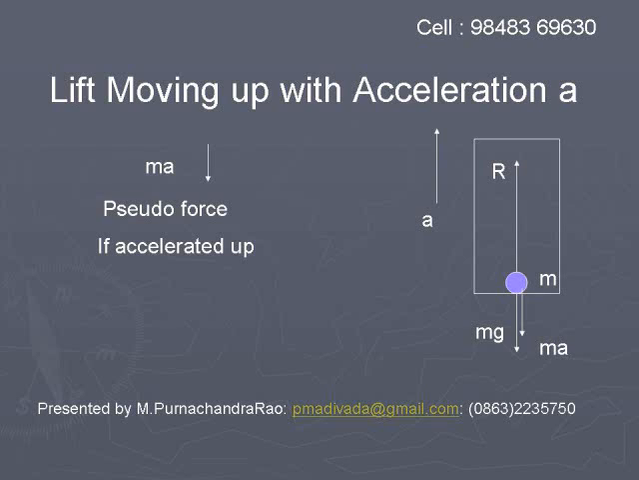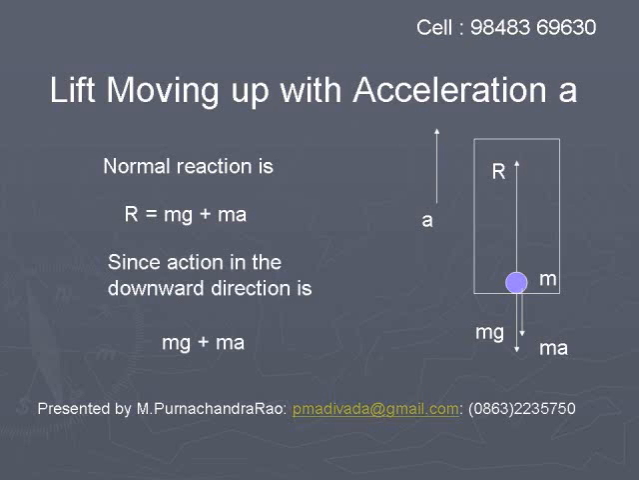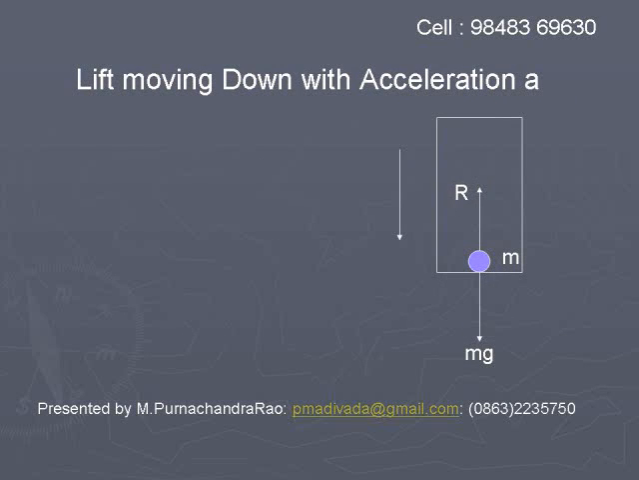So it is written as: if accelerated up, then the force is ma in the downward direction. Then the normal reaction becomes equal to ma plus mg, because ma plus mg is the downward force. Normal reaction is nothing but reaction. Hence, the normal reaction in the first case, R1, is equal to mg plus ma.